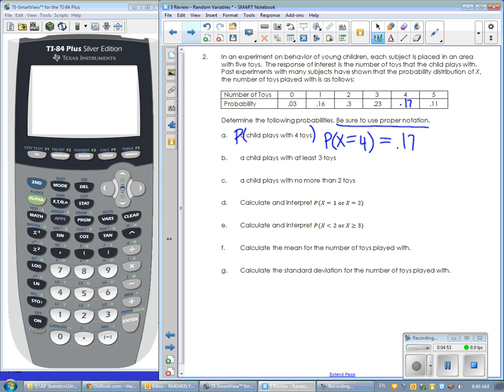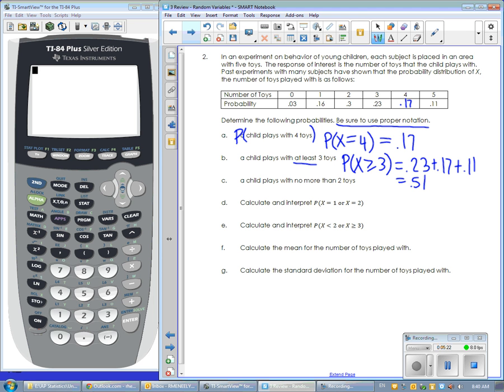In part B, where it says a child plays with at least 3 toys, at least means 3 toys or more. So that's going to be x is greater than or equal to 3. And remember, with the discrete random variable, there's a distinction between equals or greater than or equal to and just greater than. With the continuous random variable, there wasn't a distinction between those two inequalities. But this time, I would just simply add the 23% to the 17% to the 11%, and that gives us 51%.